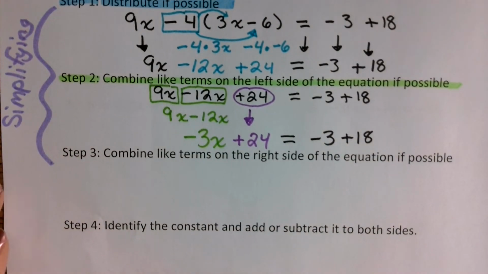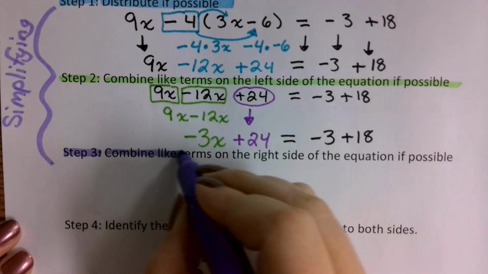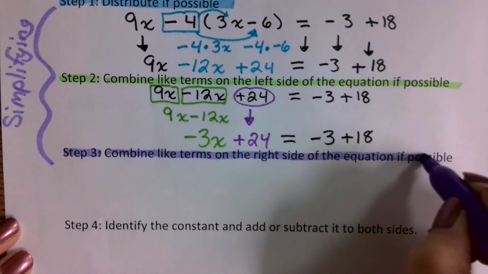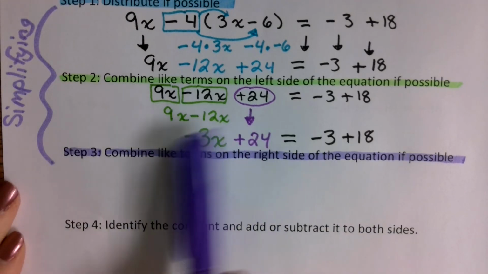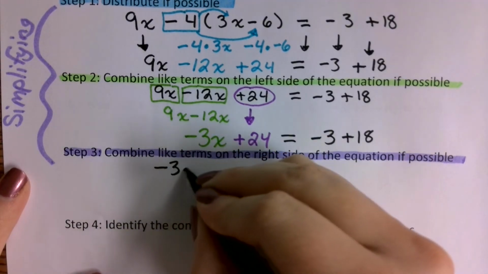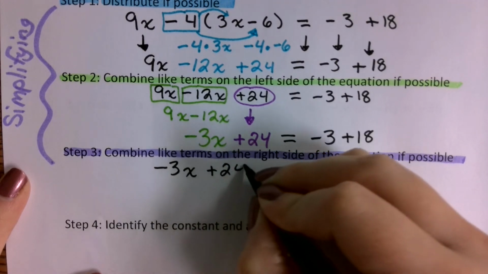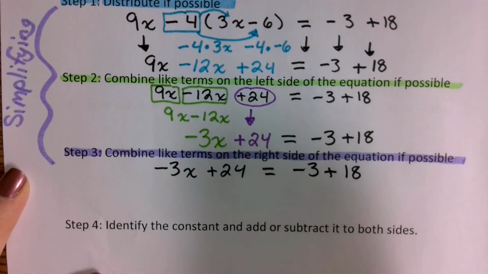Okay, step 3. Step 3 is having us simplify or combine like terms as well, but now we're going to combine the like terms that are on the right side. So we ignore the left side for the time being. The left side was just negative 3x plus 24. And we focus on the right side. We focus on the negative 3 plus 18.